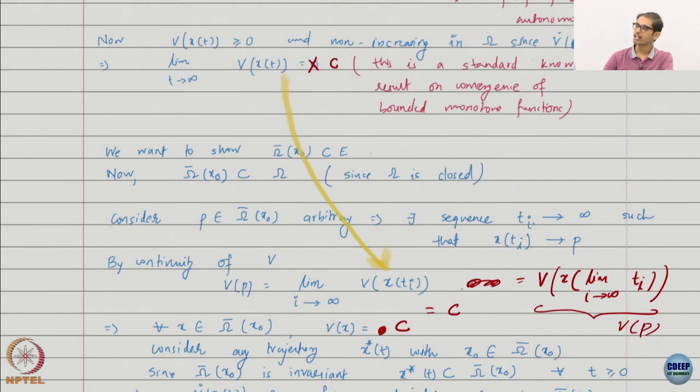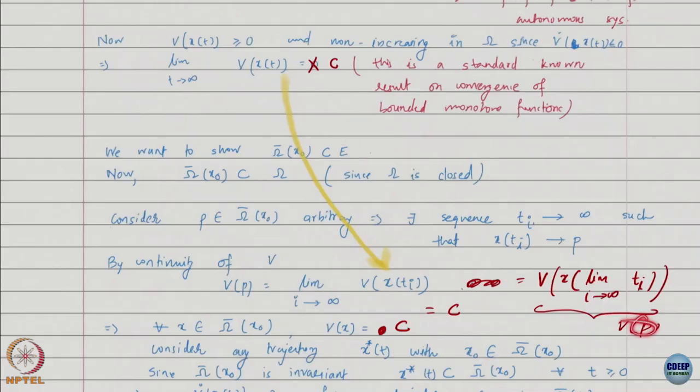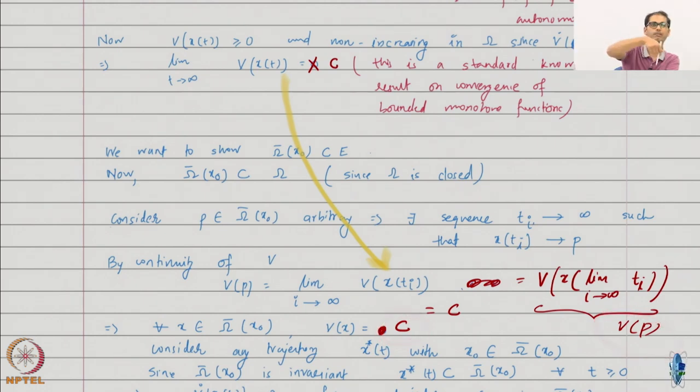Again, for those who understand analysis well enough, this is basically saying that subsequence convergence and sequence convergence become the same in this case. Because this is like saying I have many limit points, but all of them map to the same limit point once you put them inside the V function. All of them map to the same point, which is C. So this entire set omega bar maps to the same point C.